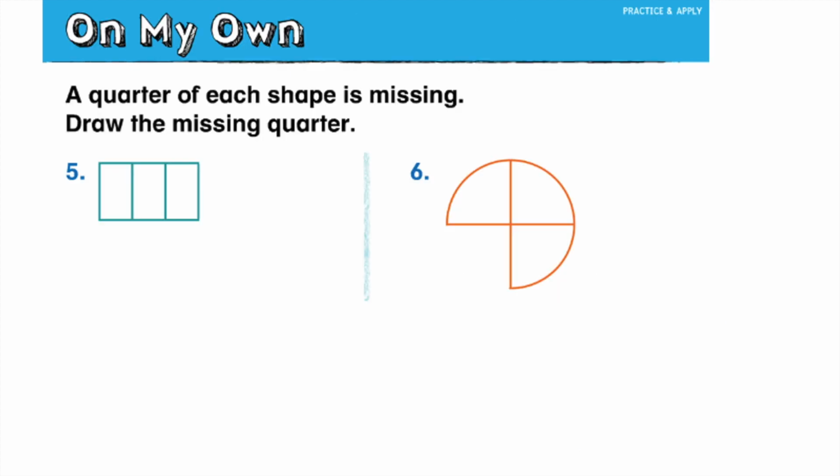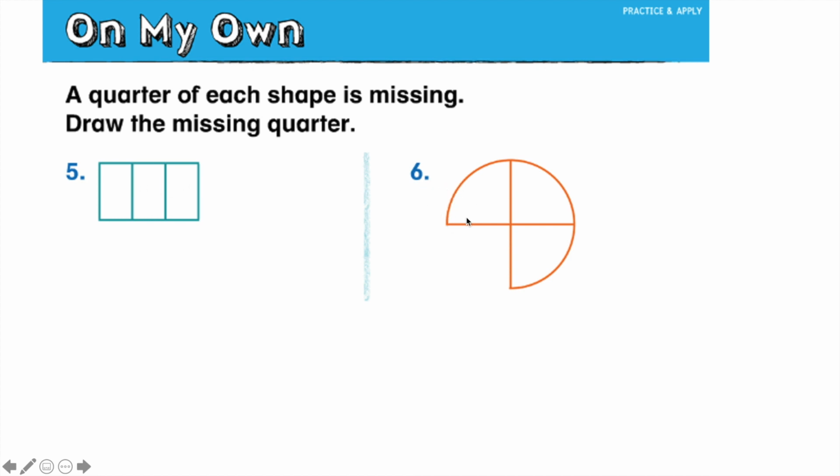A quarter of each shape is missing. Draw the missing quarter. Look at number 5. I only see 1, 2, 3 pieces. But it says that it's a quarter that it's missing, so I know that I should have 4 pieces. 1, 2, 3. So I need to draw another piece that is equal to these 3.